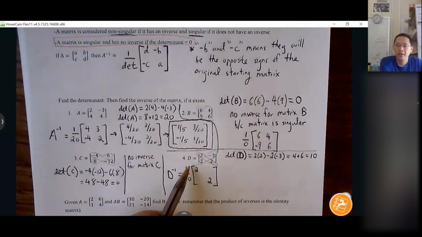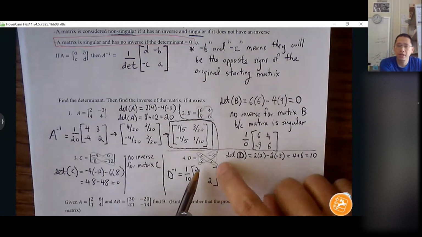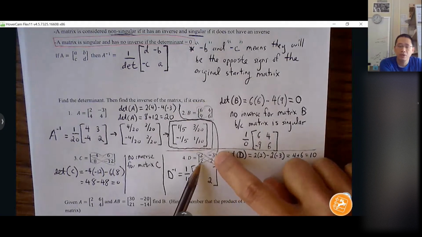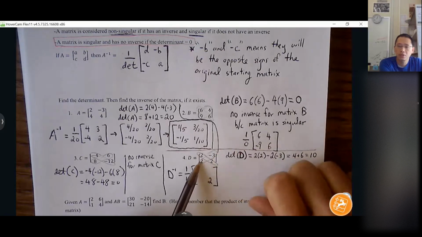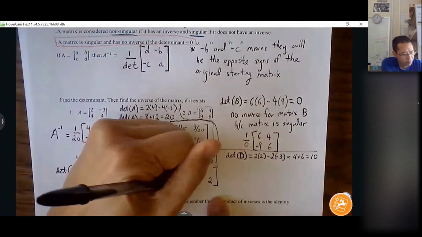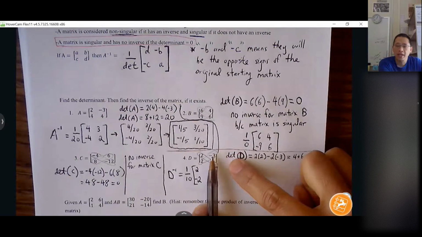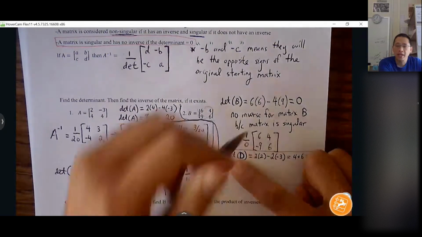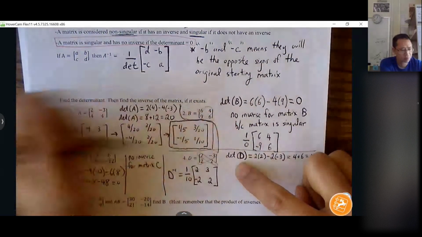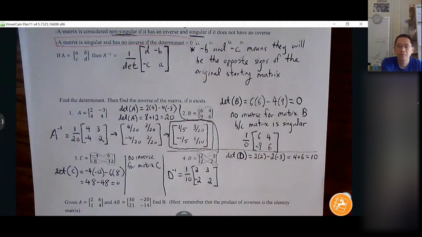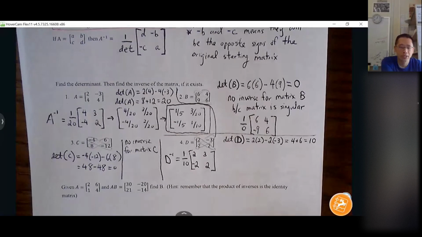Okay, so once you have taken care of your first diagonal, go to your other diagonal. But now you're not going to make these swap places, but rather you're going to make them change signs. So this 2 is positive. We're going to force it to be a negative. This value is negative. We're going to force it to be a positive. Multiply every number by 1/10.